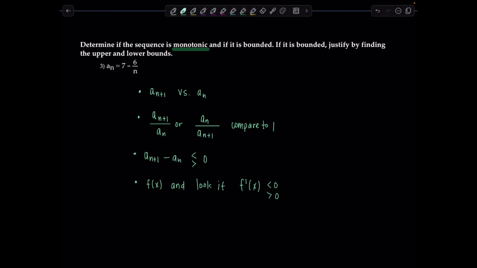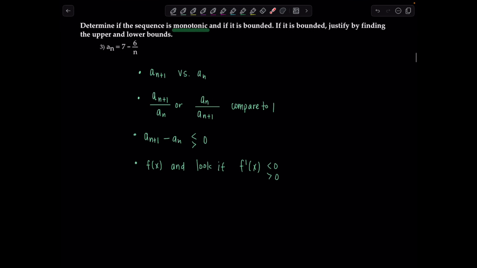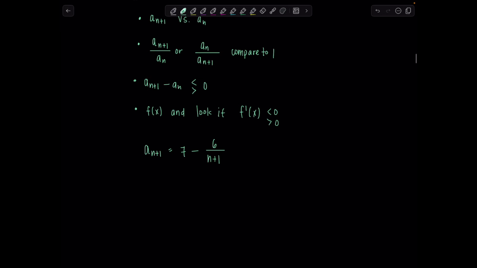So I'm looking here, a sub n is 7 minus 6 over n. Can I make some sort of nice inequality with a sub n plus 1? Let's see. What would a sub n plus 1 be? It would be 7 minus 6 over n plus 1. And you know what? I can just use an inequality pretty easily. So let me show you what one option is, okay?